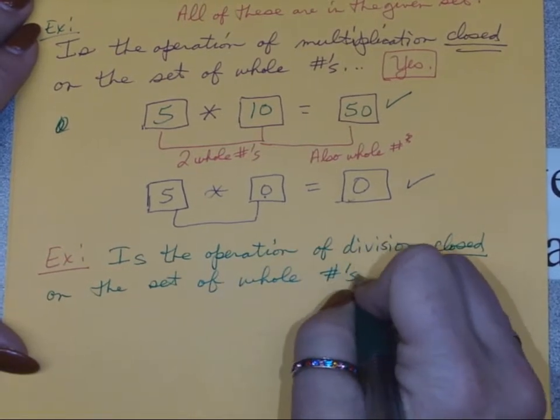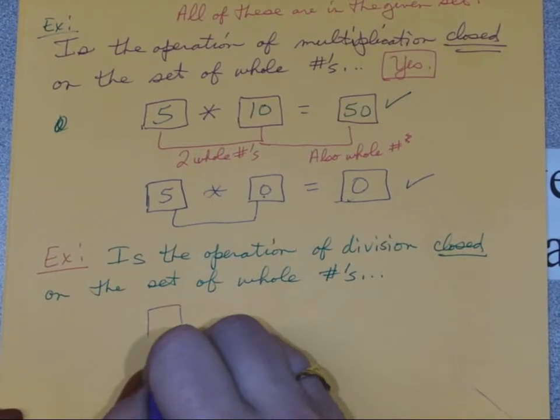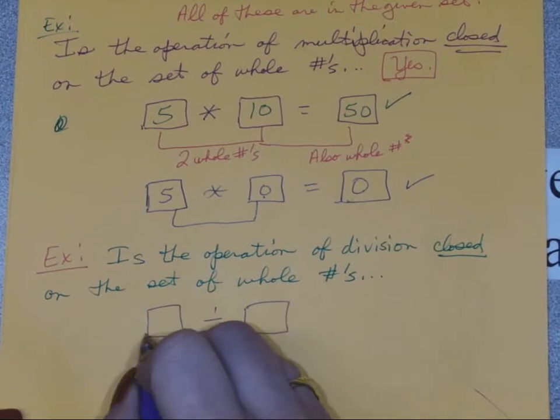So what I'm telling you is the answer is no to this one because it's going to kick me out. But it would have worked for subtraction also. We would have had a problem with subtraction. So here I'm going to do division, something divided by something. I want both of those somethings to be whole numbers.